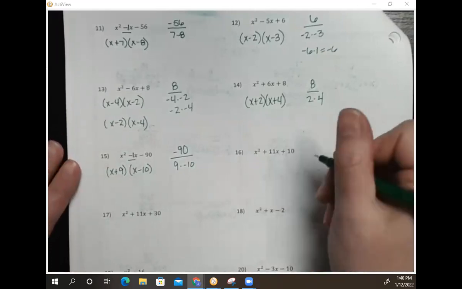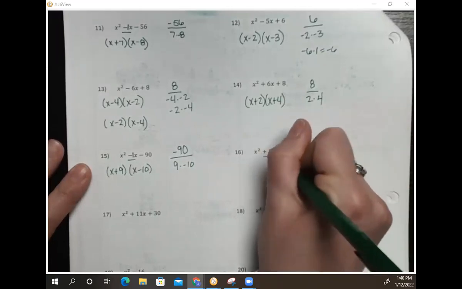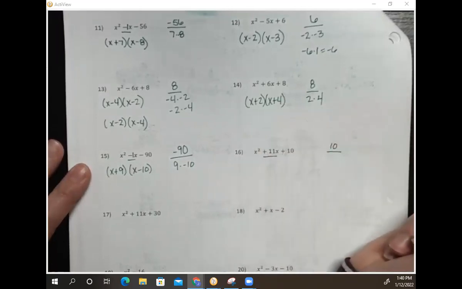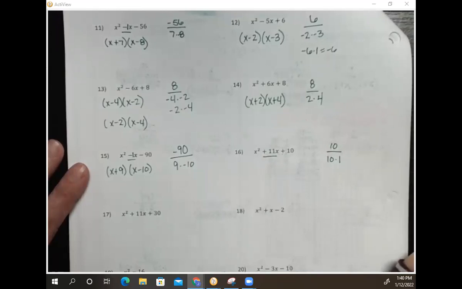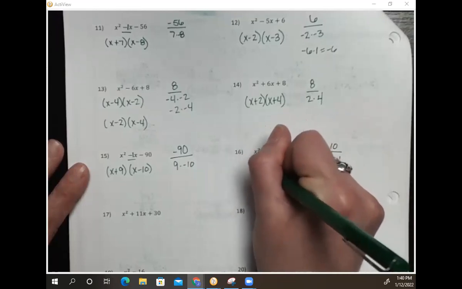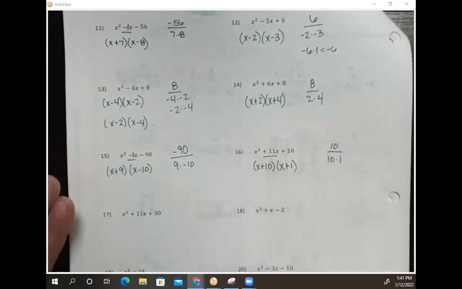Number 16, I want factors of 10 that add to 11. Factors of 10 that add to 11. 10 times 1. So this is x plus 10 times x plus 1.